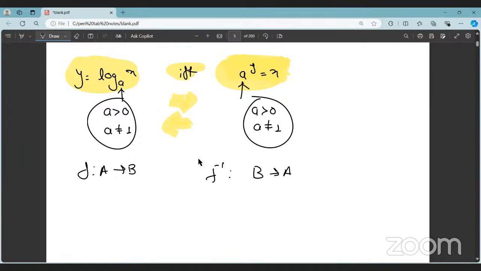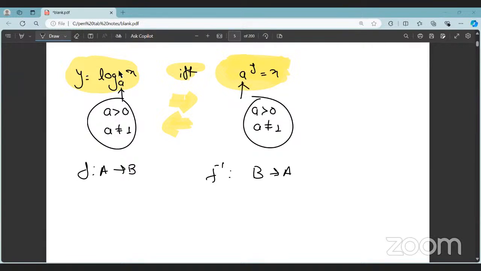Right? I mean the roles of domain and range will be swapped. Logarithmic function is actually defined using the exponential. And when we define our logarithmic function fully, we can say that these two functions are inverses of each other. So log is actually the inverse of the exponential function. It's exactly the inverse of the exponential function only.